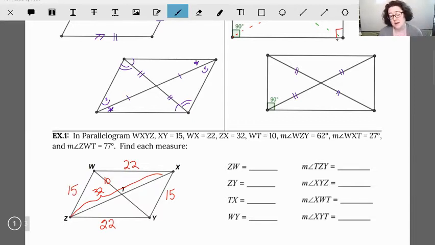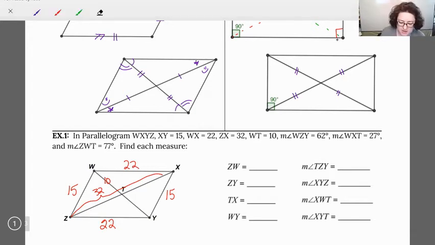Okay, then looking at our diagonal 32. Again, one of the things that we know, and we can see in that diagram right above, is that the diagonals bisect each other. So if the entire diagonal is 32, half that diagonal is going to be 16. And so let's label each section. I'm actually going to change my color for this. Let's go to purple. So we'll have 16 and 16.